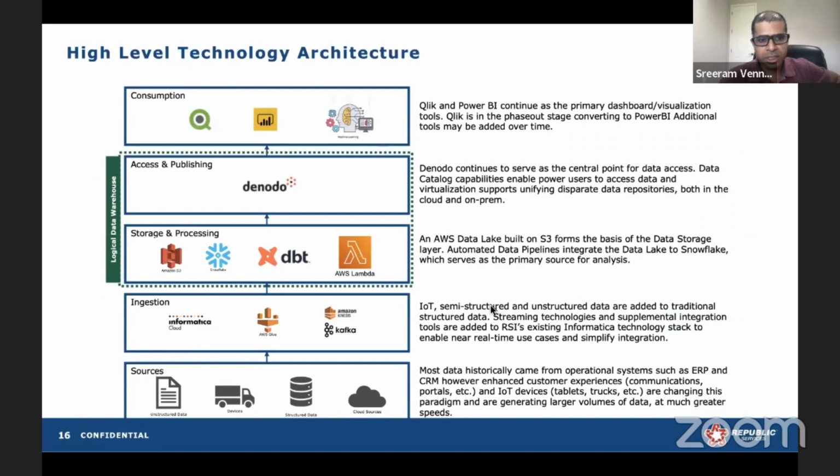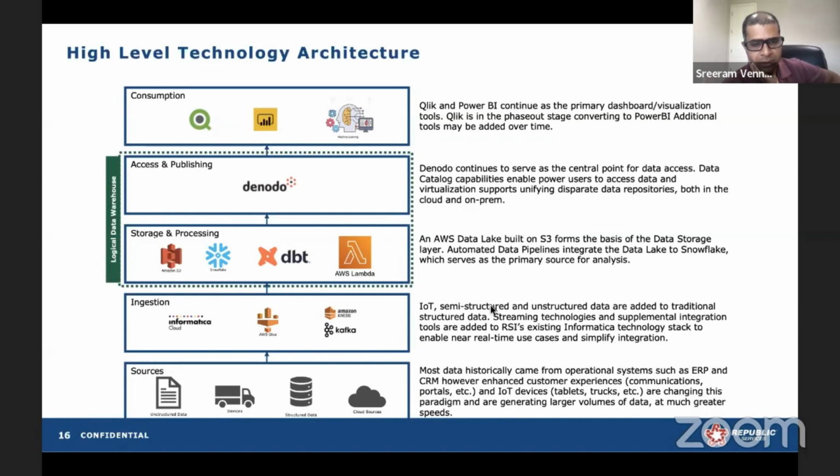the high-level technology architecture. At the core, we have multiple data sources producing different types of data, be it structured, unstructured, or data coming through IoT devices. We have different cloud data sources as part of modernization, producing a variety of data at varying speeds. So we need the ability to process all that data. So we identified 3 key patterns of integration.